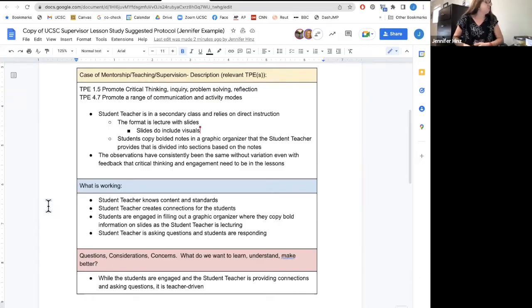The observations have pretty much been the same without variation, even with feedback that critical thinking and engagement need to be in the lesson. So I'm feeling stuck about this right now.